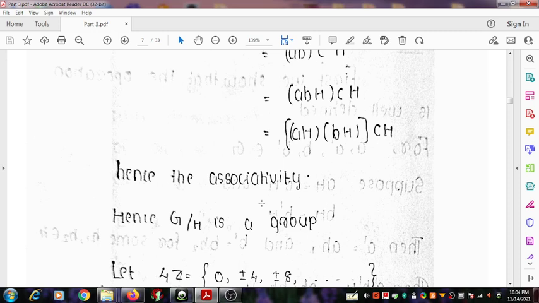That's all about this important result on factor groups. Actually, what we have done here is shown that the factor group is indeed a group. Okay, thank you.